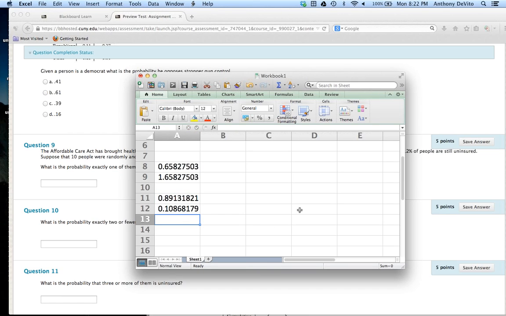The trickiest part of this is that it's kind of a word problem, and you have to be careful and very carefully parse what they're looking for.